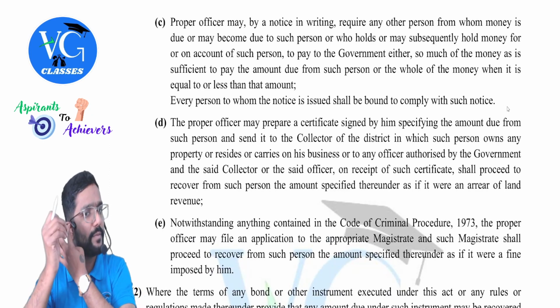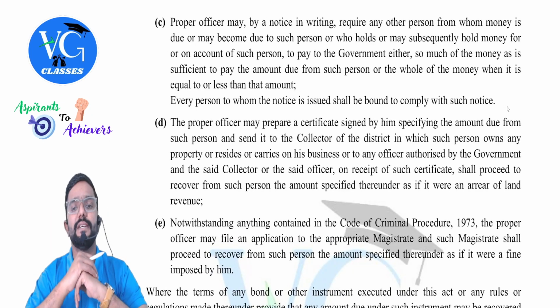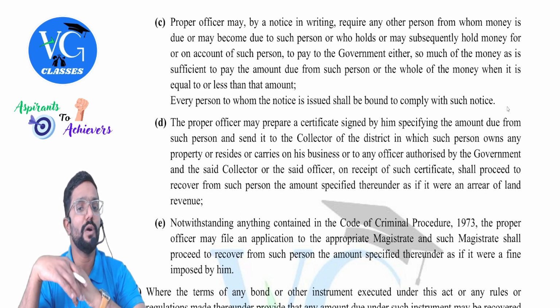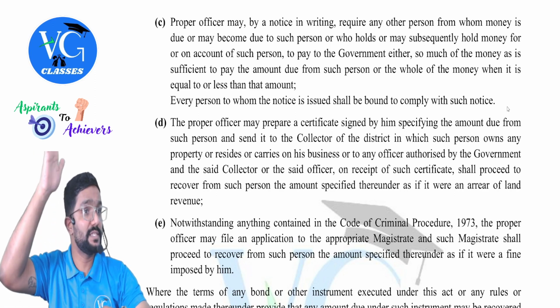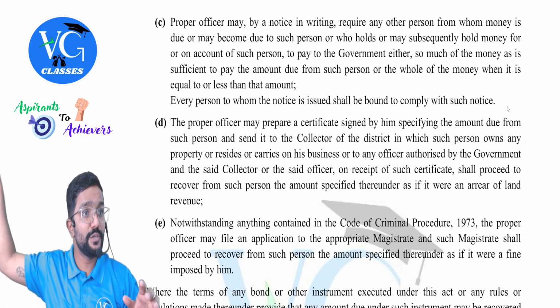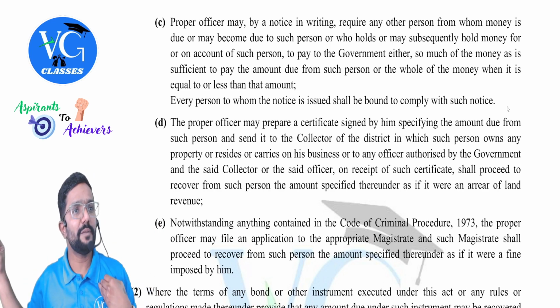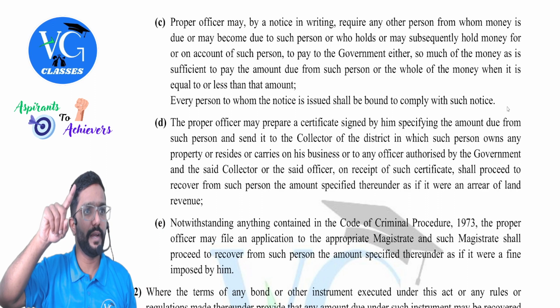Okay. Clause C. The proper officer, by a notice in writing, may require any other person from whom money is due or may become due to such person, or who holds or may subsequently hold money for or on account of such person, to pay the government either so much of the money as is sufficient to pay the amount due from such person, or the whole of the money when it is equal to or less than the amount. Simple. Our Ullas example. I am supposed to pay, assume 20 lakh, to the department. Ullas is supposed to pay me, assume 8 lakh. Can the department send a notice to Ullas telling, hey, don't pay 8 lakh to Vikas sir, you pay to us?